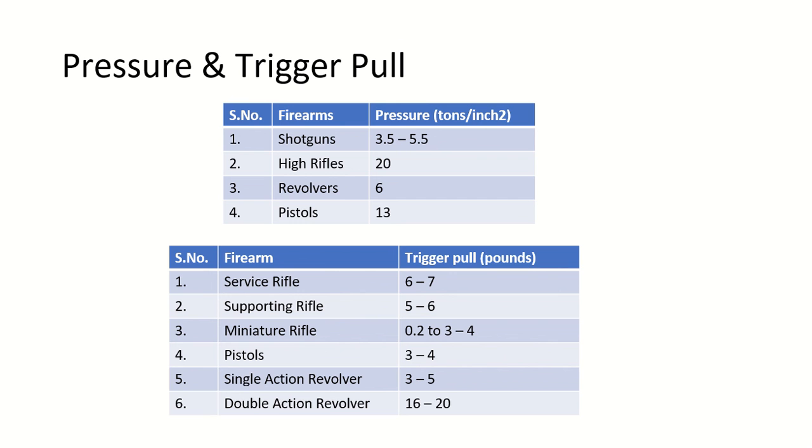Pressure and trigger pull. The pressure of the following firearms is: shotgun 3.5 to 5.5, high-power rifles 20, revolver 6, pistol 13 tons per square inch. The trigger pull is: for service rifles 6 to 7, sporting rifles 5 to 6, miniature rifle 2 to 3, pistol 3 to 4, single action revolver 3 to 5, double action revolver 16 to 20 pounds.